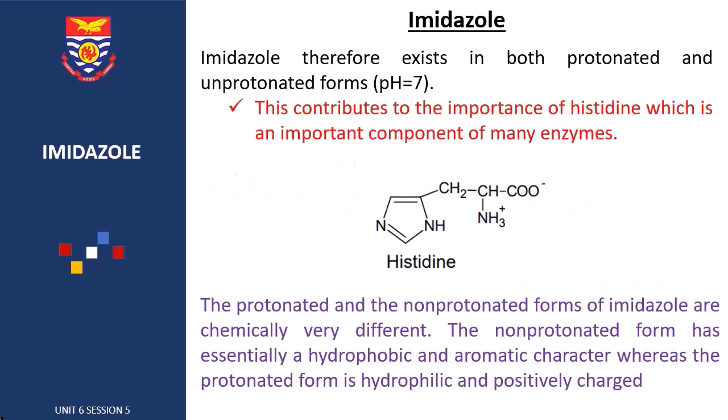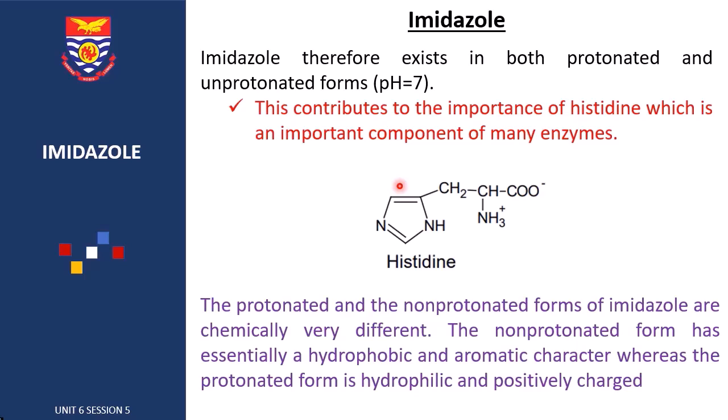Okay, so with that being said, it justifies the reason why imidazole can exist in both the protonated and unprotonated form. At high pH, you can have the unprotonated form. At low pH, you can have the protonated form. And this contributes to the importance of histidine, which is an important component of many enzymes, right? Imidazole, because of this unique property it has, serves as a precursor in the biosynthesis of histidine. So in the human body, the protonated form can be found at some points, and the unprotonated form can also be found at some points.